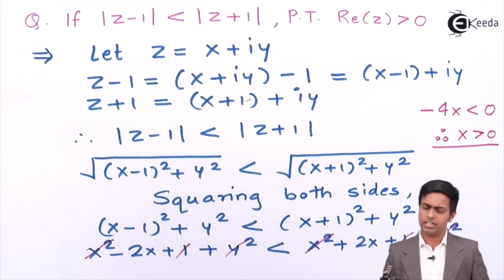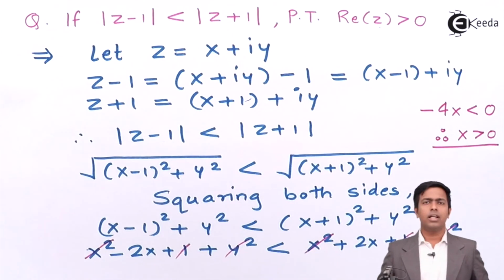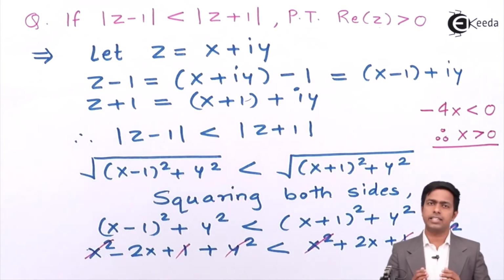And this is the result asked for in this question. So here we have proved that the real part of z is greater than 0.